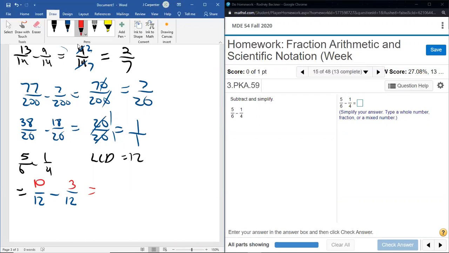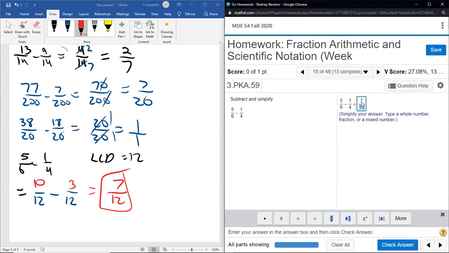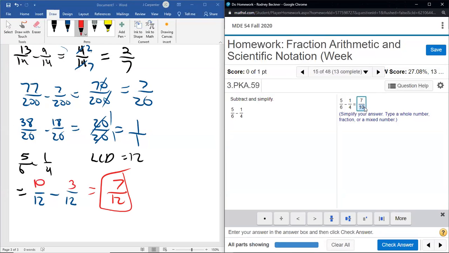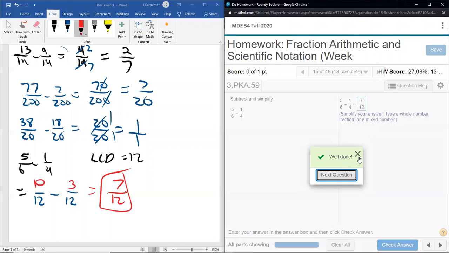All right, 10 minus 3. I mean, we're technically borrowing there. Borrow from the 1 and make the 0 a 10, but it doesn't feel like anything actually changes, right? Nobody shows that borrowing. 10 minus 3 is 7 over 12. Final answer, nothing reduces. I wrote 10. Oh no, we made a typo. There we go, 7/12. Cool.